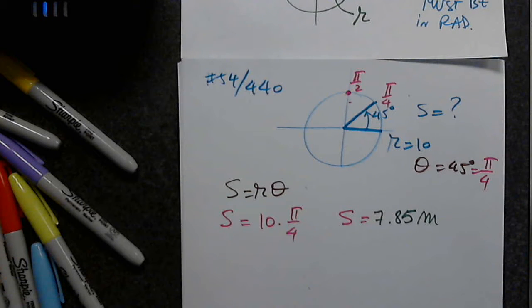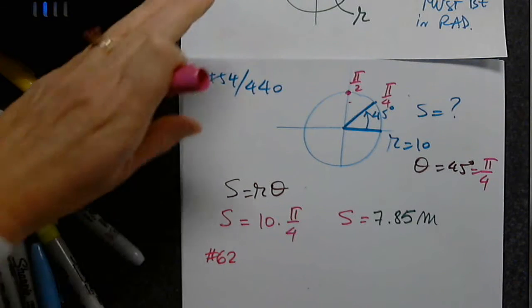What if it's not as clean as 45 degrees, because that's a whole number of 2 and 4? What if it was like 50 degrees? Okay, so let's look at that.